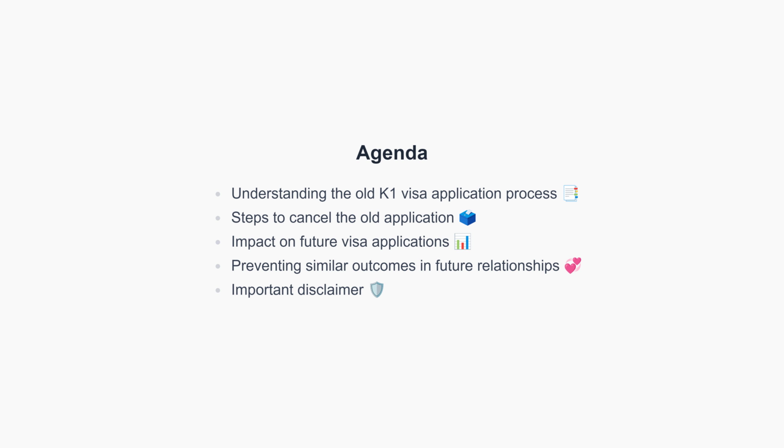First, we will look at understanding the old K-1 visa application process. Next, we will talk about the steps needed to cancel the old application. We will then discuss the impact on future visa applications and how to prevent similar outcomes in future relationships. Finally, we will provide an important disclaimer regarding immigration laws and procedures.